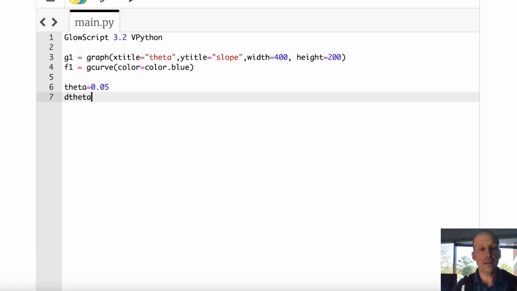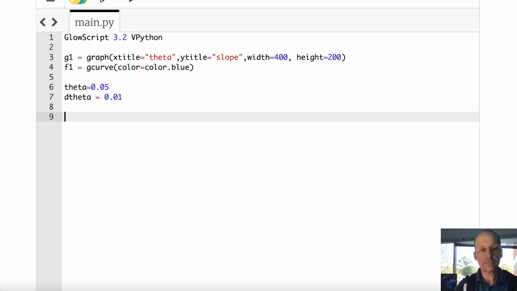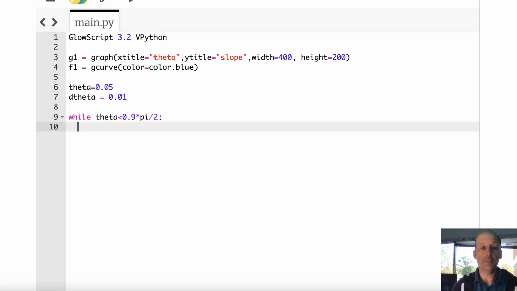And then d theta is 0.001. That may be too big, but that's fine. And now I can say while theta is less than 0.9 times pi over 2. Again, I don't want to go all the way to pi over 2 because I think it'll go infinite. The first thing I'm going to do is to calculate the slope.